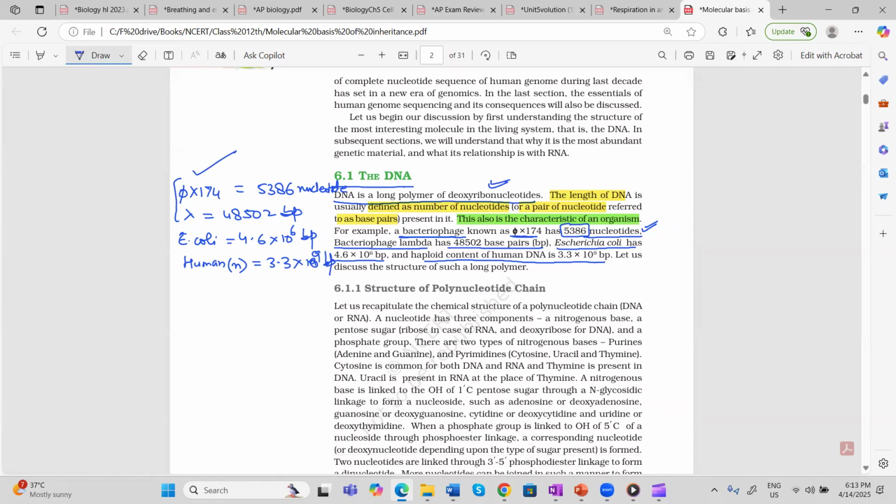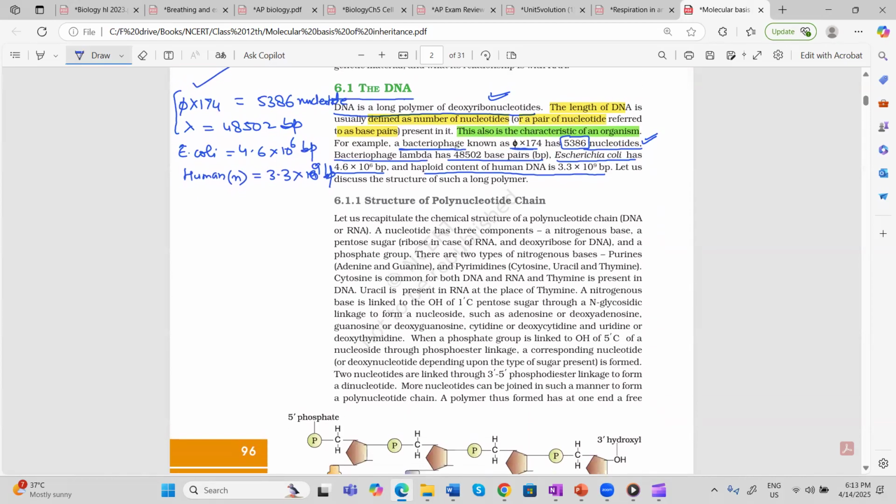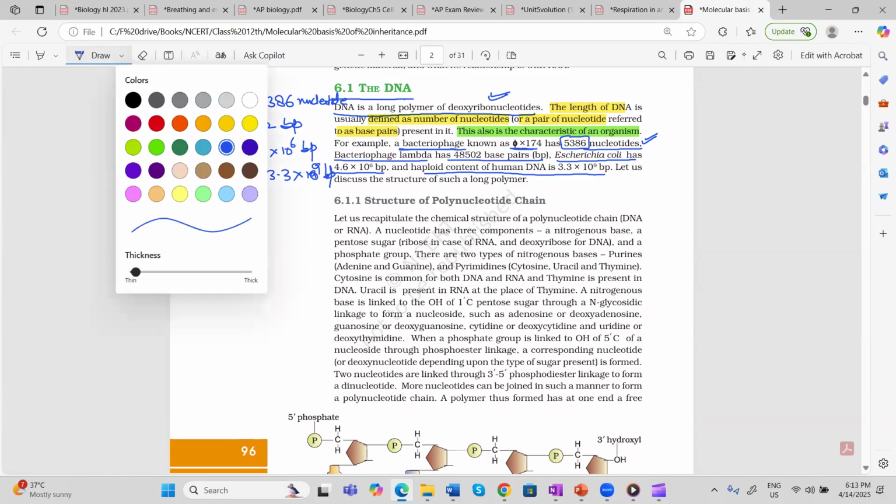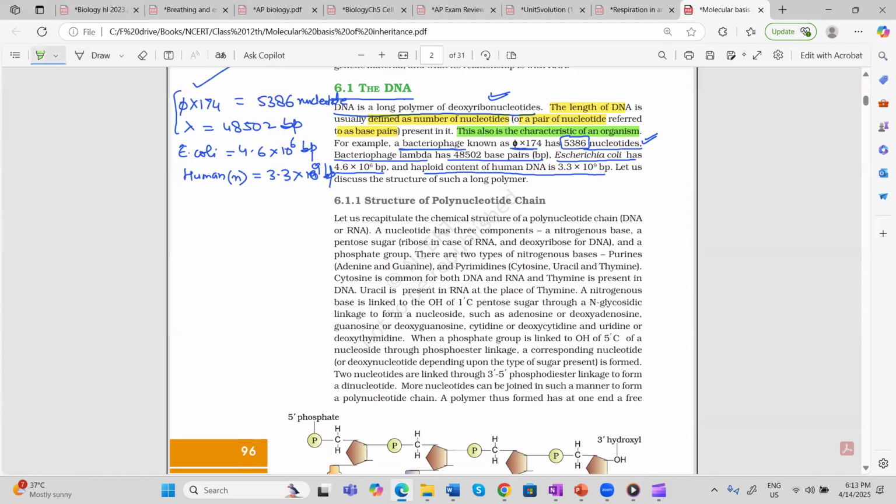Now, let us study the structure of polynucleotide. We already know what is DNA and RNA. They are polymers of nucleotides. DNA is a polymer of deoxyribonucleotides. RNA is a polymer of ribonucleotides. It means two main nucleic acids are there, DNA and RNA. So which two main nucleic acids are there? Nucleic acids are two, that is DNA and RNA. These are the two main nucleic acids.